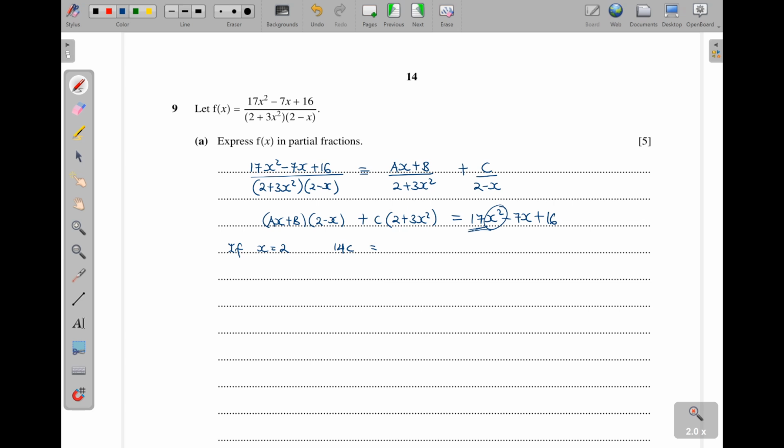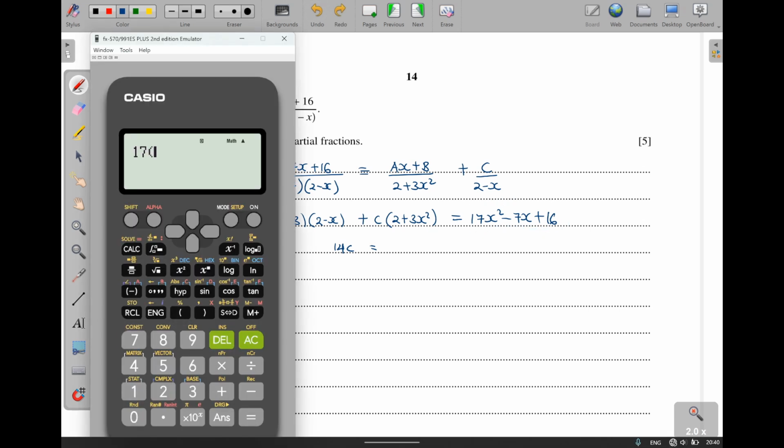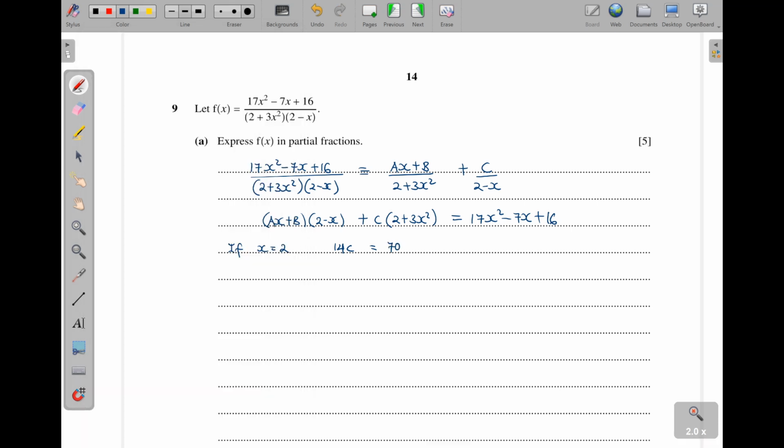Okay, 68 plus the 16, then minus the 7x. So altogether, what does this one give us? So let me use the calculator to simplify the work. 17 into 2 squared minus 7 times 2, plus 16. That is 70. So we have here 70. That means when we divide all through by 14, our c is going to be equal to 5.